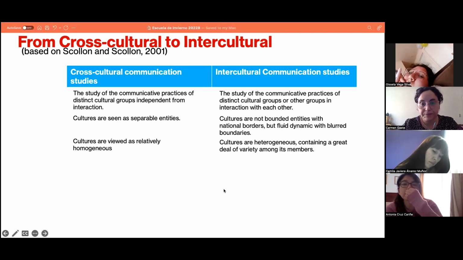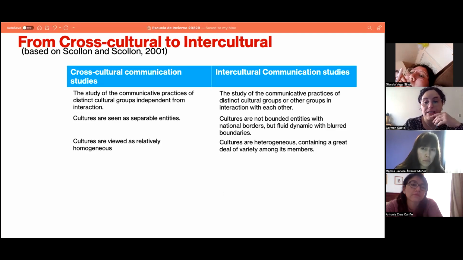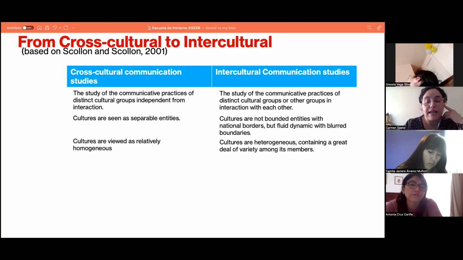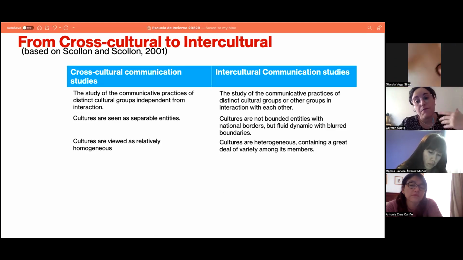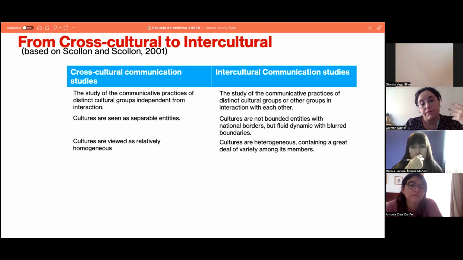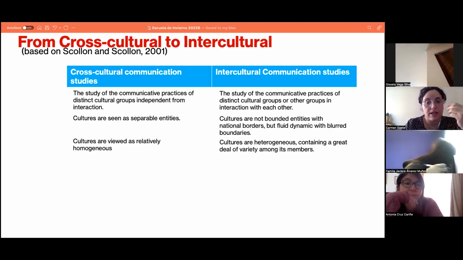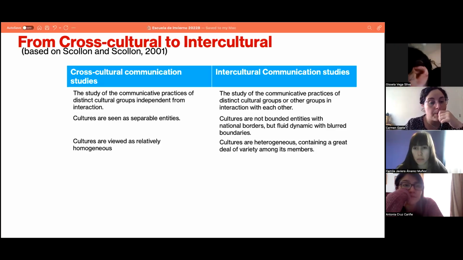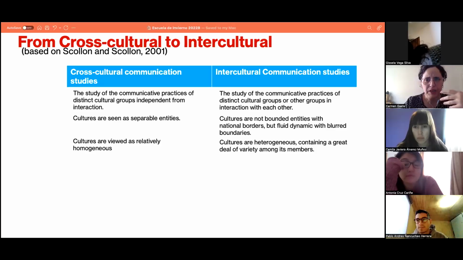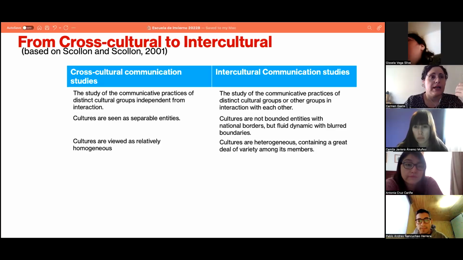Whereas on the other hand, intercultural communication views cultures as heterogeneous, so that's mixed, varied, diverse, containing a great deal of variety amongst its members. From this point of view, from interculturality, for example, Chileans are not the same. And I think that even if you don't know much about intercultural communication from the linguistic point of view, you're already going to believe this. I don't think that, at a thinking level, so to speak, people say that all Chileans are the same, right?